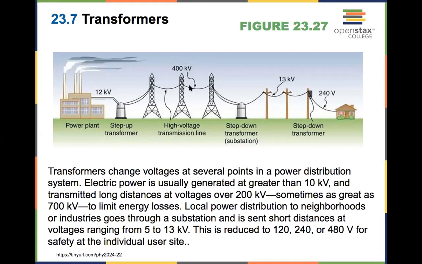Now the energy dissipated during the transportation should be equal to I squared times R, because R is fixed. So when V is big, I is small. So then the dissipation of energy during the transportation could be smaller.